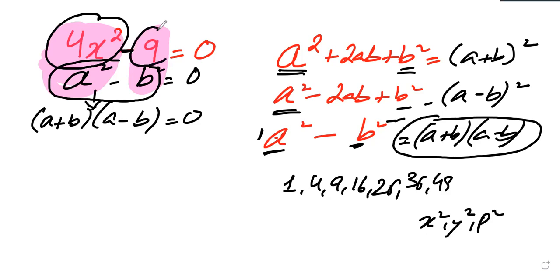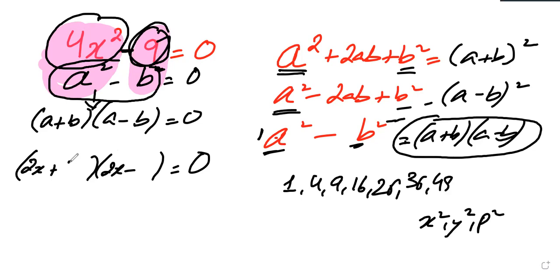This 9 is not b, this is b square, but I need only a and b. So guys, how can we take out the square of both, because they are perfect squares? Take the square root. What is the square root of 4? 2x. The square root of x square is x. So this is a, 2x. Then plus, then minus, what is the square root of 9? 3. So it is 2x plus 3, 2x minus 3.